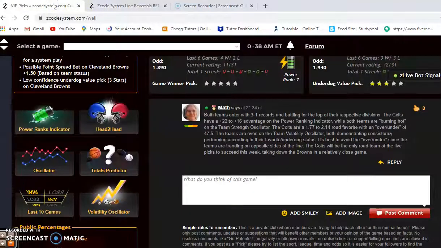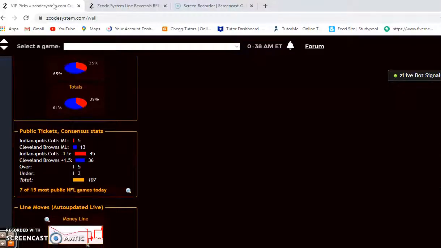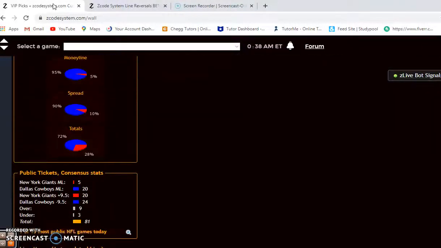I think looking at this, I think the Colts will be the only road team to come away with a win. I just have a feeling that they are going to pull away on this one. With the Browns coming back, but not having enough, the Colts holding on late for the win. And there's some more games on tap here, the Giants and the Cowboys.